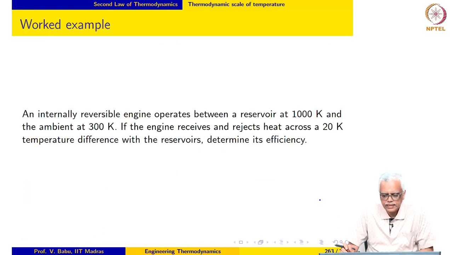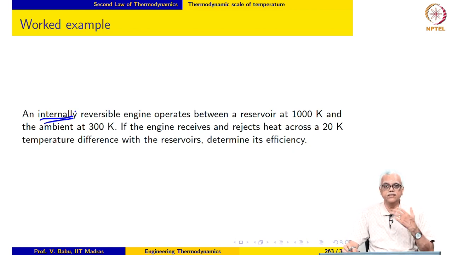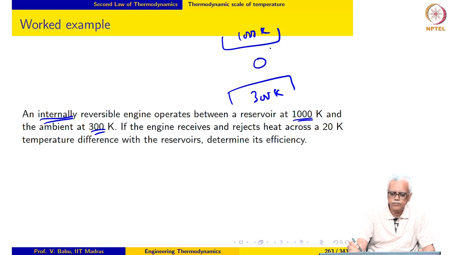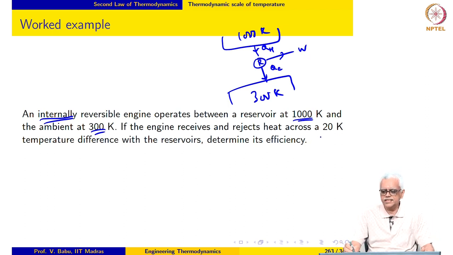Okay, the next example reads like this. An internally reversible engine, remember we talked about internal irreversibilities and external irreversibilities. So, this is an internally reversible engine that operates between a reservoir at 1000 K and one at 300 Kelvin. If you draw the diagram, it will look something like this, 1000 K, 300 K. If the engine receives and rejects heat across a 20 Kelvin temperature difference with the reservoirs, determine its efficiency.